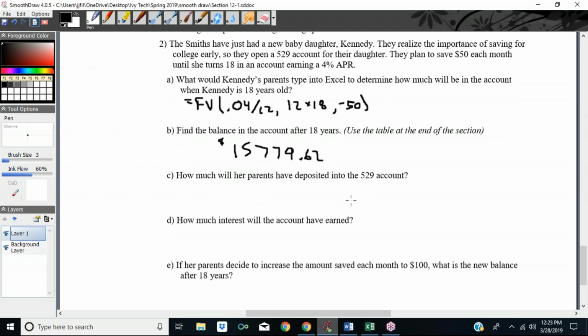How much will her parents have deposited into the account? Well, how do we figure that out? How would we figure that part out? How much will her parents have deposited into the account?